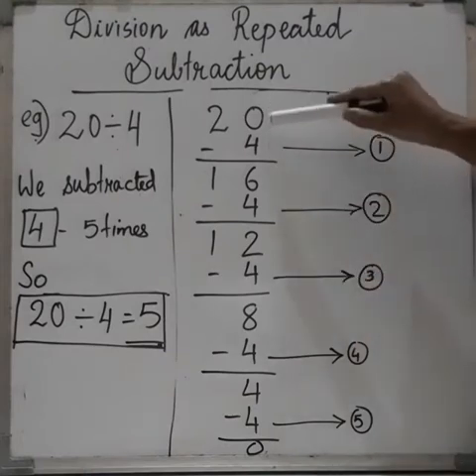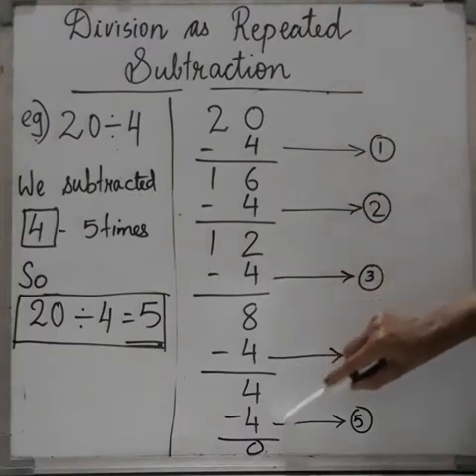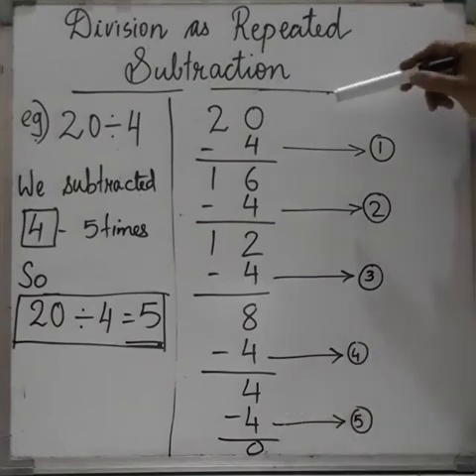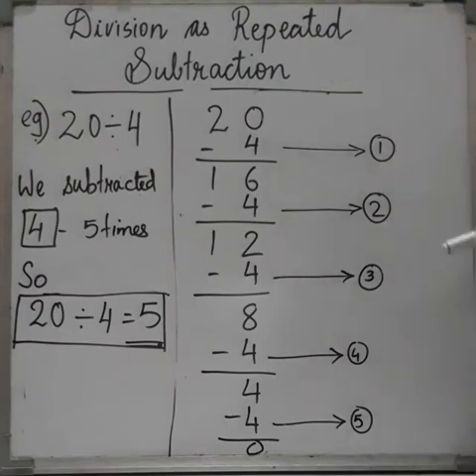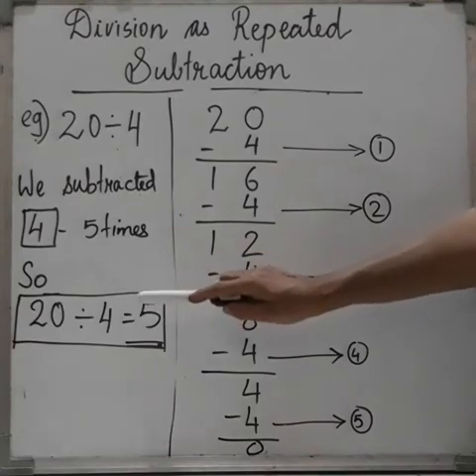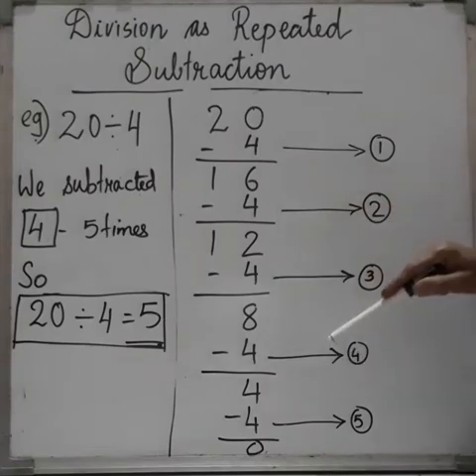So in 20 there are 4. How many 4s are there? Can you say? 1, 2, 3, 4, 5 4s are there. 1 time is subtracted, 2 times, 3 times, 4 times and 5 times we subtracted 4 from 20. Finally we got 0 here. That means in 20 there are 5 4s. So the answer we are getting is 5. In 20 there are 5 4s. By repeated subtraction we can find out the answer.